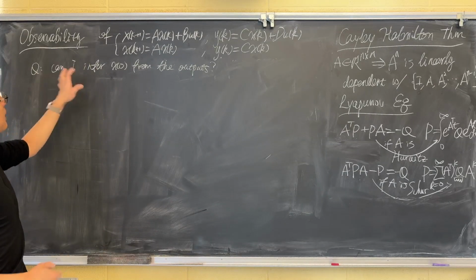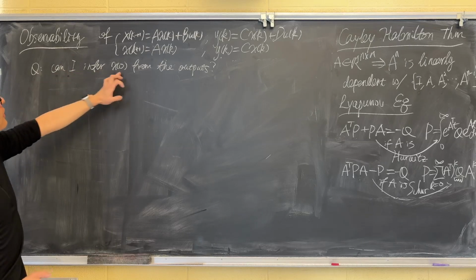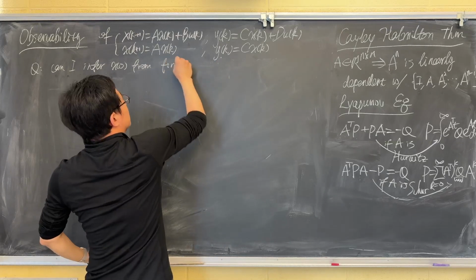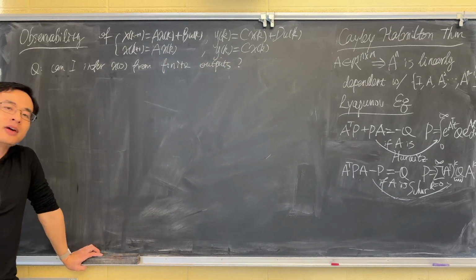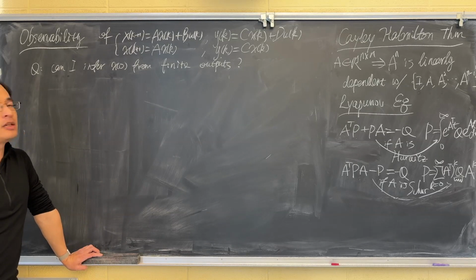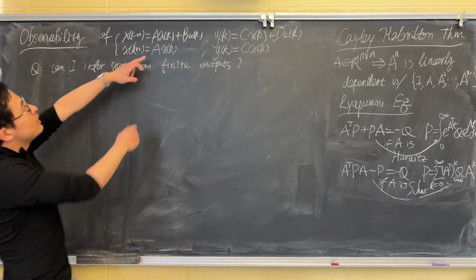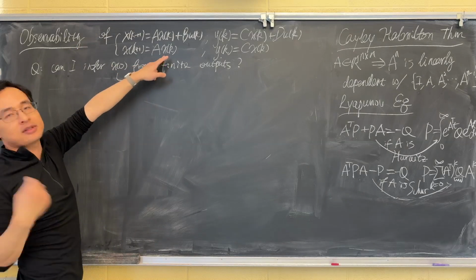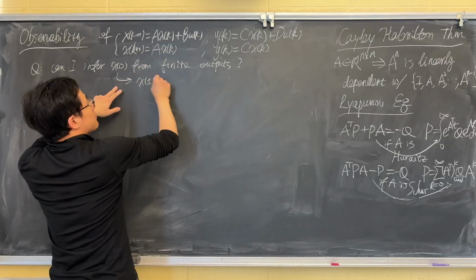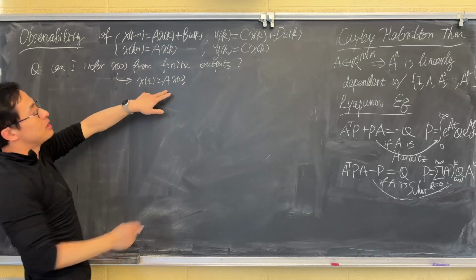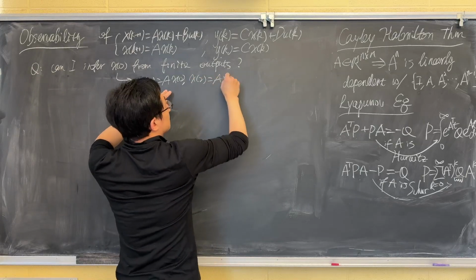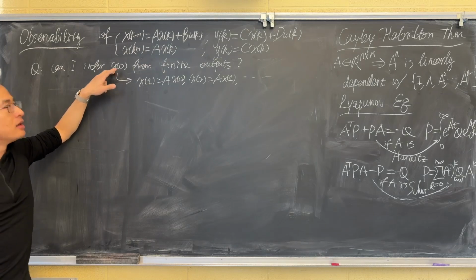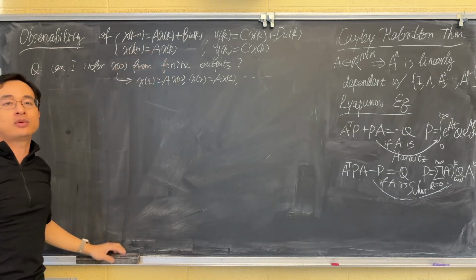To be rigorous, the condition should be: can I infer x0 from the outputs in a finite amount of time? Using just a finite amount of outputs, can I infer the initial state? If I can infer x0, that means I can tell everything about the states, because x1 becomes known, then x2 becomes known, and so on. We only need to solve for x0, and all the rest of the states come from the state equation, the system dynamics.